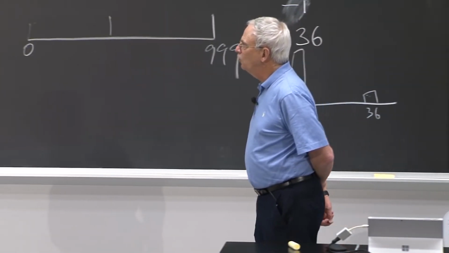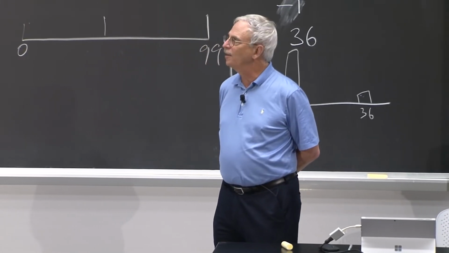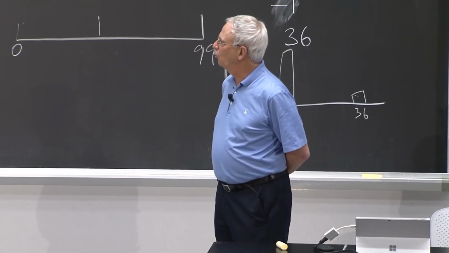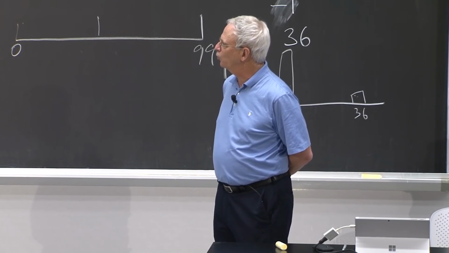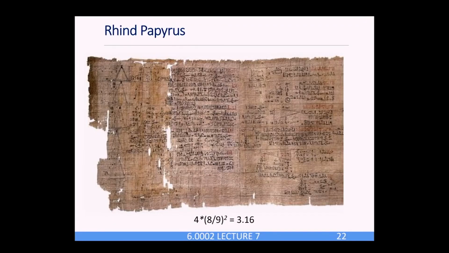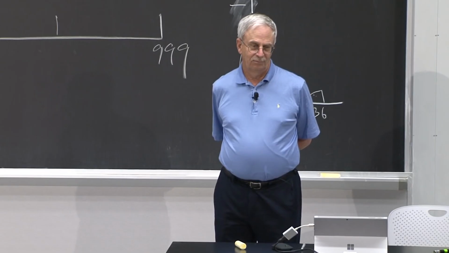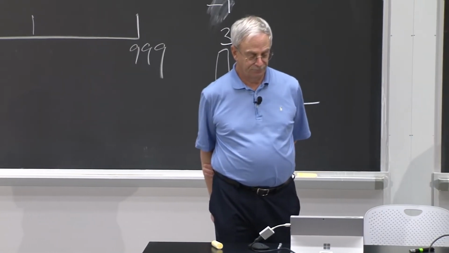The earliest known estimate of pi was by the Egyptians on something called the Rhind papyrus, pictured here, and they estimated pi to be 4 times 8/9 squared, or 3.16. Not so bad.